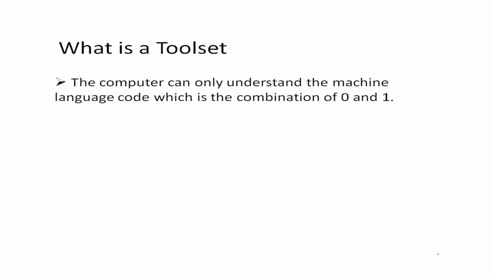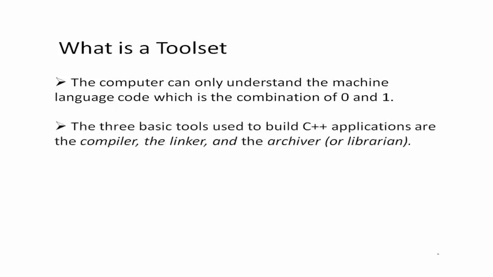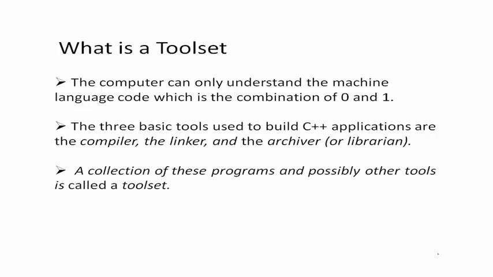The computer can only understand the machine language code, which is the combination of zeros and ones. All of you know that a computer can only execute the code written in zeros and ones. The three basic tools used to build C++ applications are the compilers, the linkers, and the archivers. We're gonna use these three tools to convert our C++ source file to an executable one which we can execute. A collection of these programs and possibly other tools is called a toolset. Or we can say that the combination of the compilers, the linkers, and archivers together is called a toolset.